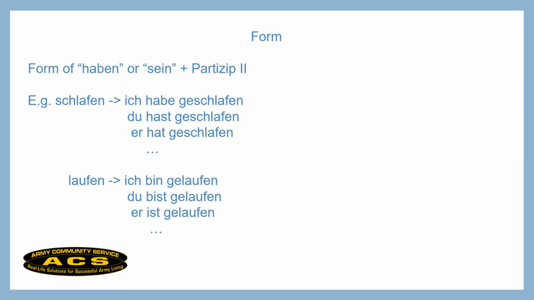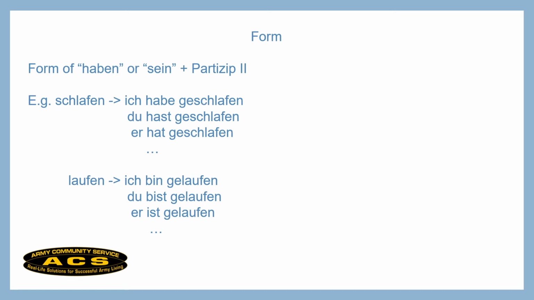So for example, if I have the infinitive schlafen, which means to sleep, and I use the first person singular to form the perfect, I would say ich habe geschlafen. Yeah? So it's pretty similar if you translate it to I have slept. And then I can keep on going. Second person singular, du hast geschlafen. Third person singular, er hat geschlafen.